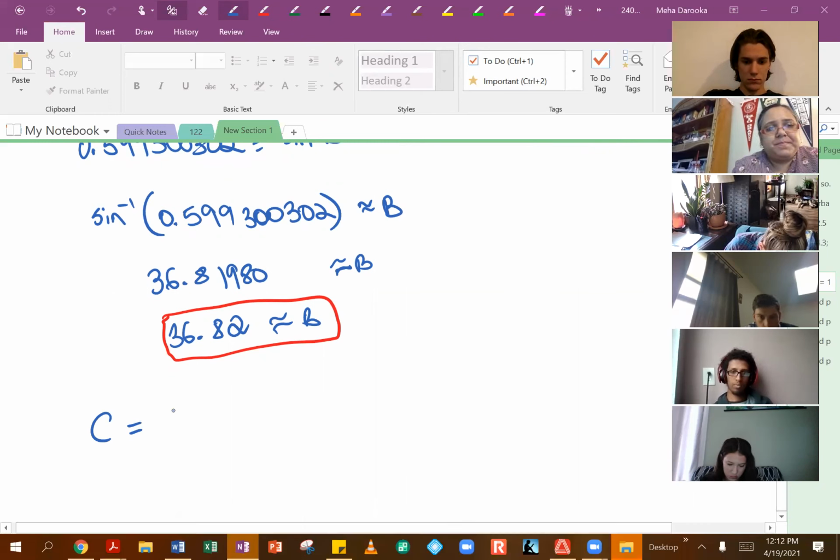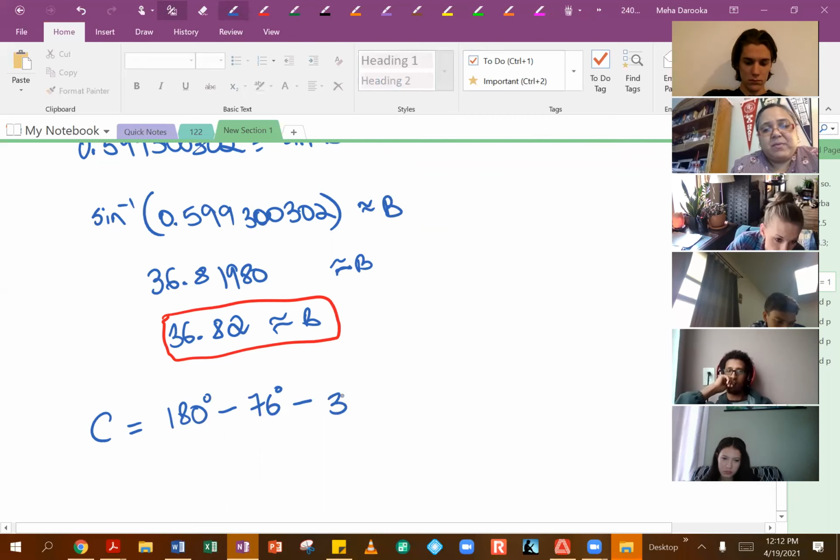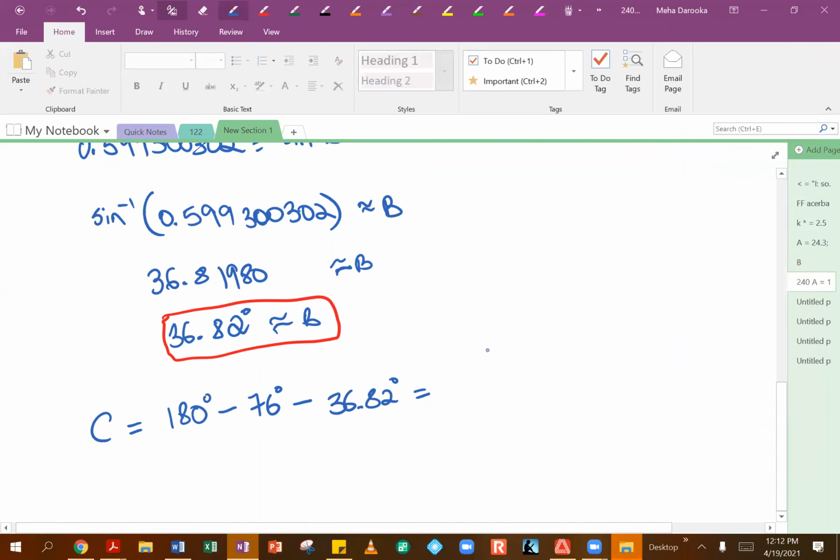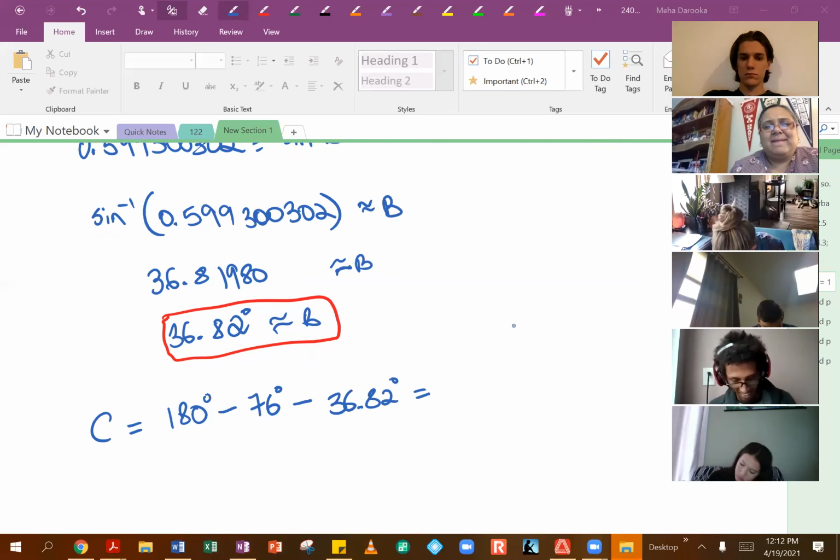Abdulaziz, 73.18. So we are doing 180 degrees minus angle A, which was 76 degrees, minus angle B, which is what we just found, and this should actually have a degree on it, 36.82 degrees. And 73.18. Abdulaziz, are you sure? Because that's not what I got.